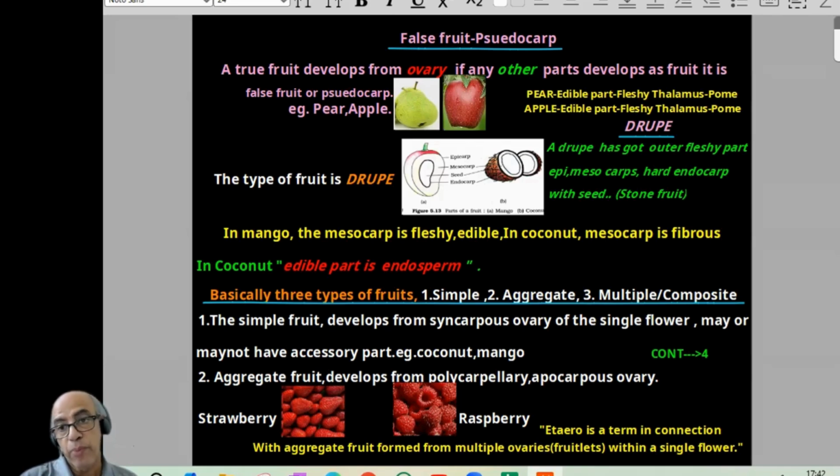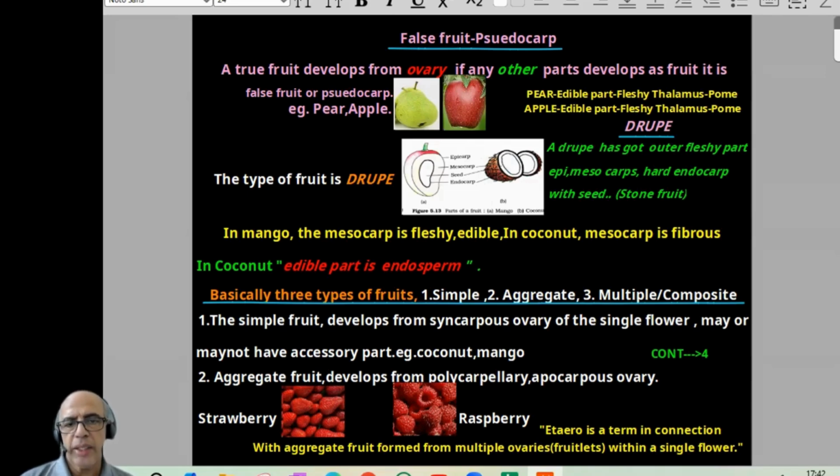Aggregate fruit develops from a polycarpellary ovary. So many carpels will be there. They're free, not united, so it is an apocarpous ovary. So aggregate fruit develops from a polycarpellary apocarpous ovary. Two typical example photographs are also given there. One is strawberry, the other is raspberry.